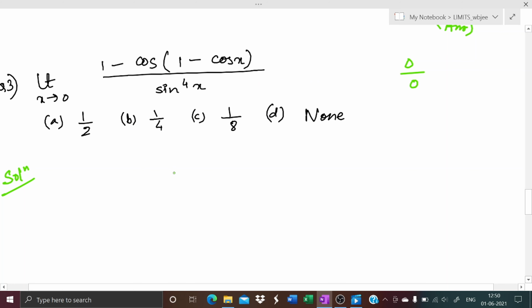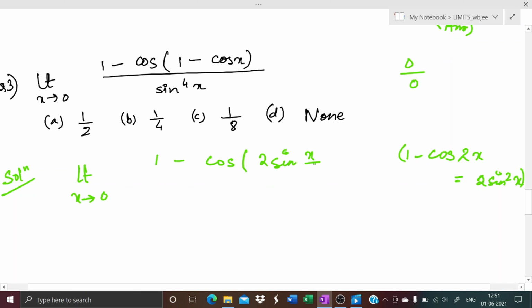So I will think of it differently. I will try to bring it into one of the standard result forms. You have to know a lot of trigonometry, and as you can see, 1 minus cos x. Intuition will tell you that 1 minus cos 2x is equal to 2 sine square x. So over here in place of 2x it is x. So I can write this as 1 minus cos 2 sine square x by 2, over sine to the power 4x.